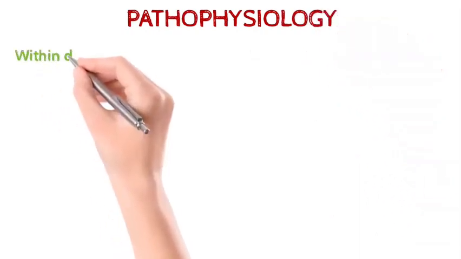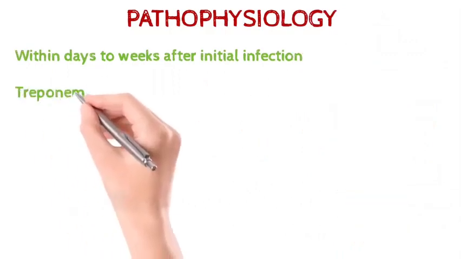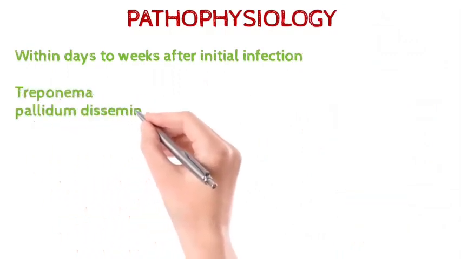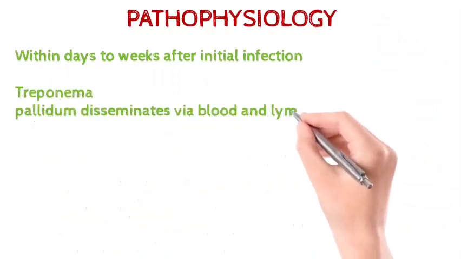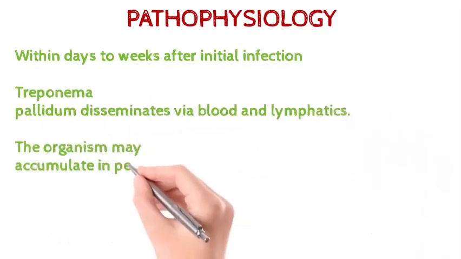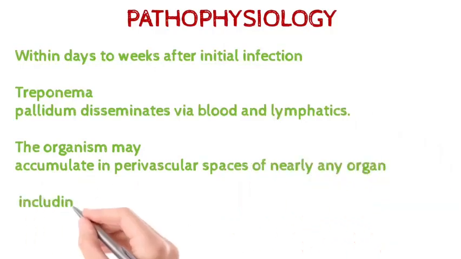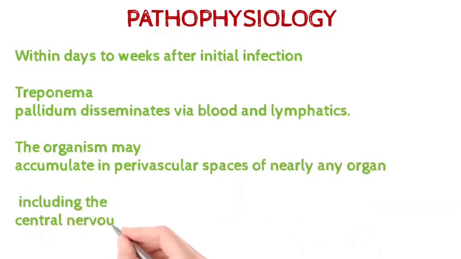Now, look at the pathophysiology of neurosyphilis. As we all know, neurosyphilis is caused by untreated syphilis. Within days to weeks after initial infection, Treponema pallidum disseminates with the blood and lymphatics, and the organism may accumulate in the perivascular space of nearly any organ, including the CNS.